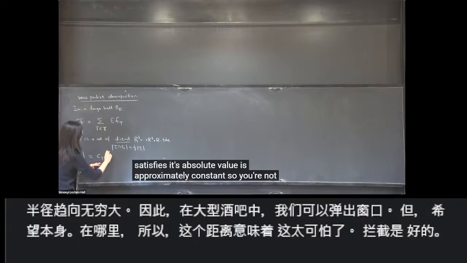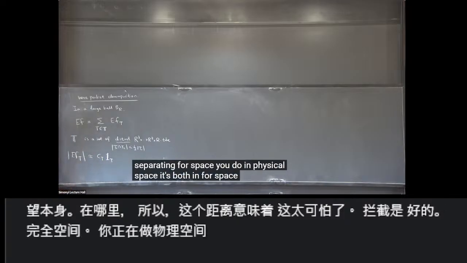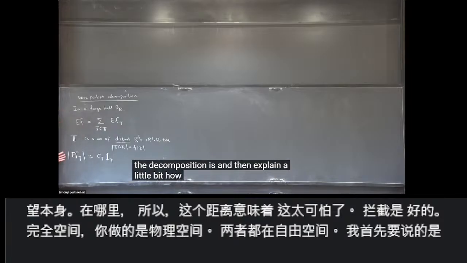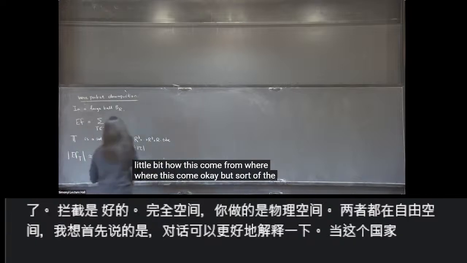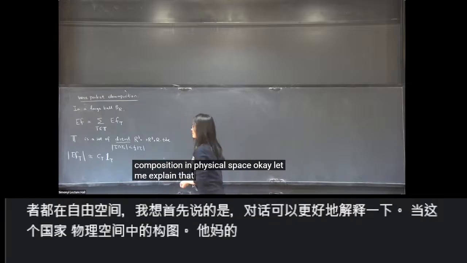So you're not separating Fourier space, you're doing physical space. It's both in Fourier space and physical space. I want to first state what the decomposition is and then explain a little bit where this comes from. T is the decomposition in physical space. Okay, let me explain where it comes from.